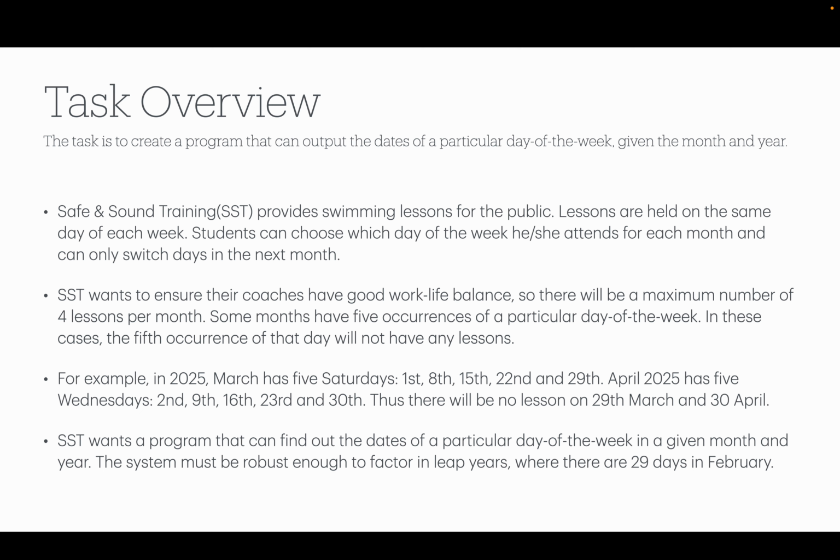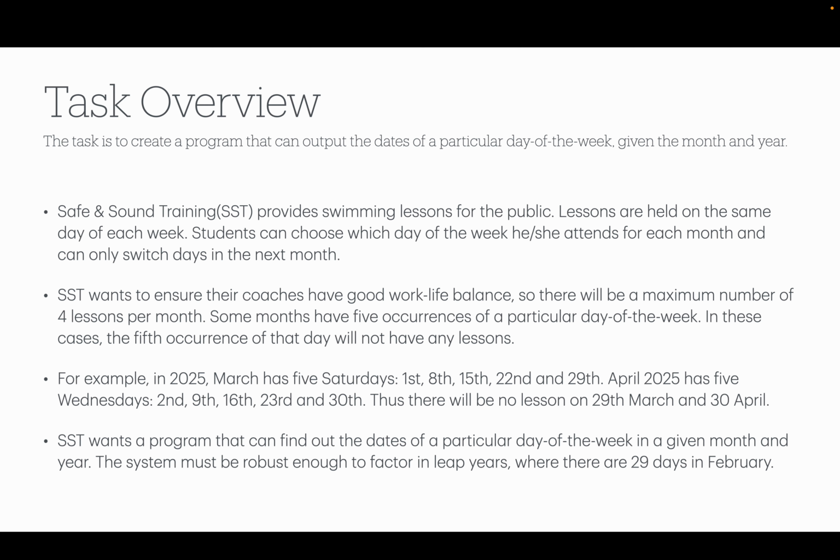Lessons are held on the same day of each week. Students can choose which day of the week he or she attends for each month and can only switch days in the next month. So SST wants to ensure their coaches have a good work-life balance, so there'll be a maximum of 4 lessons per month. What happens is we know that some months, on a particular day, say Mondays, will have 4 Mondays, some months will have 5 Mondays, right? So some months have 5 occurrences of a particular day of the week. In these cases, the 5th occurrence of that day will not have any lessons.